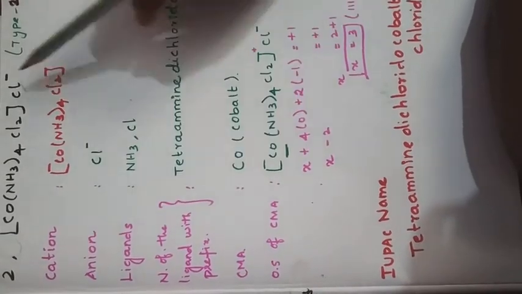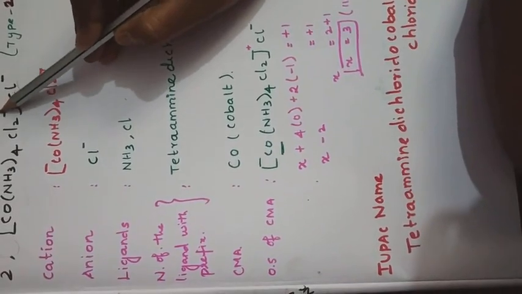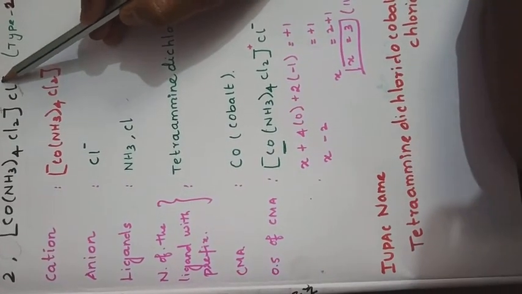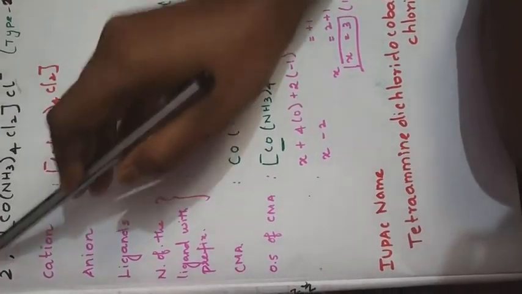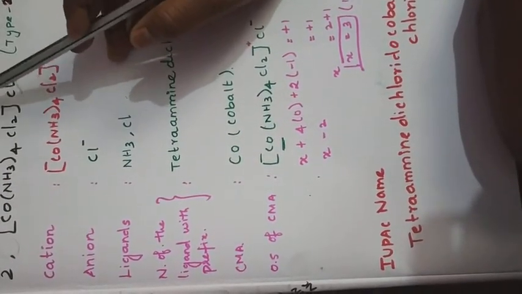Then if the anion is outside, it means the complex must be the cationic complex. If it is minus, it is plus. If it is plus, it is minus. In this way we can understand easily.